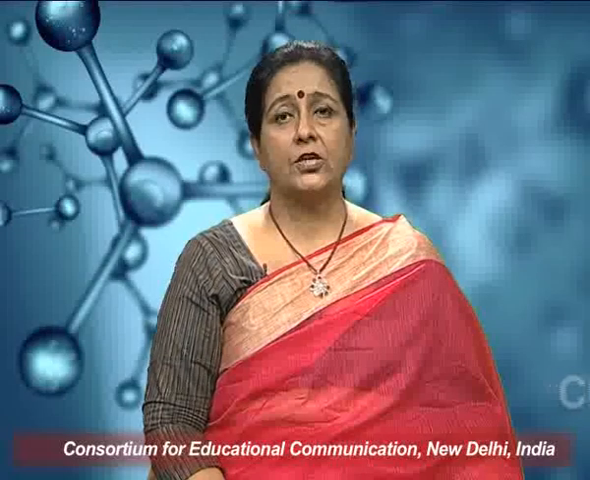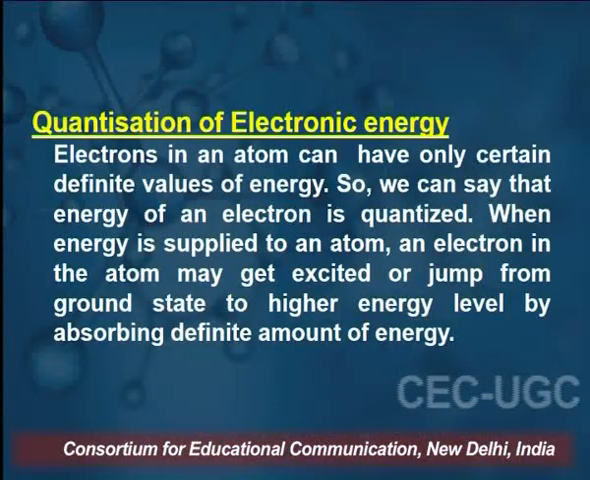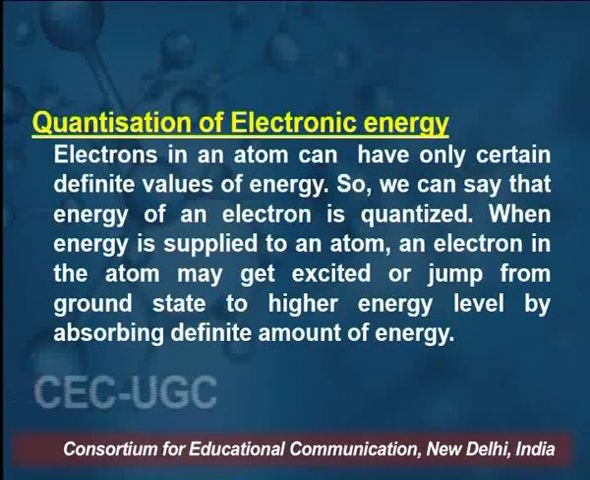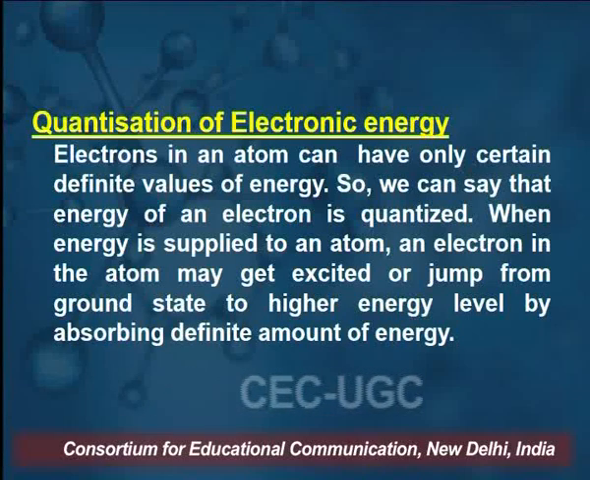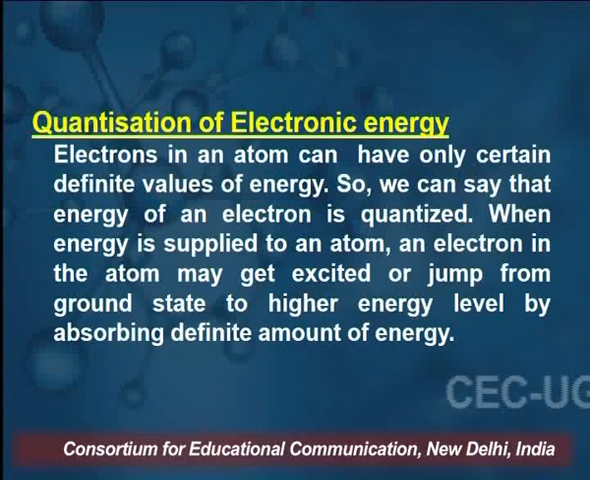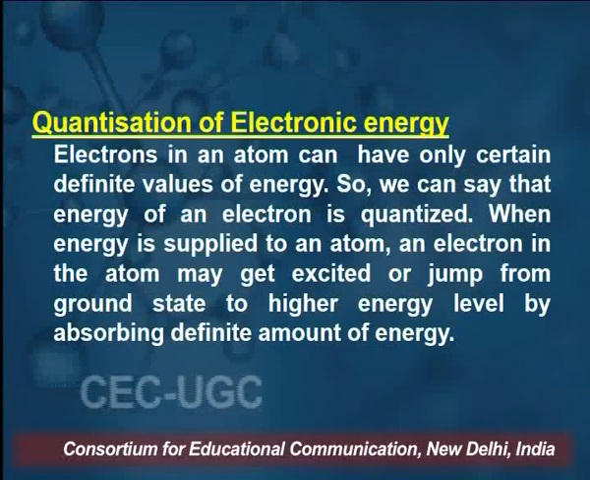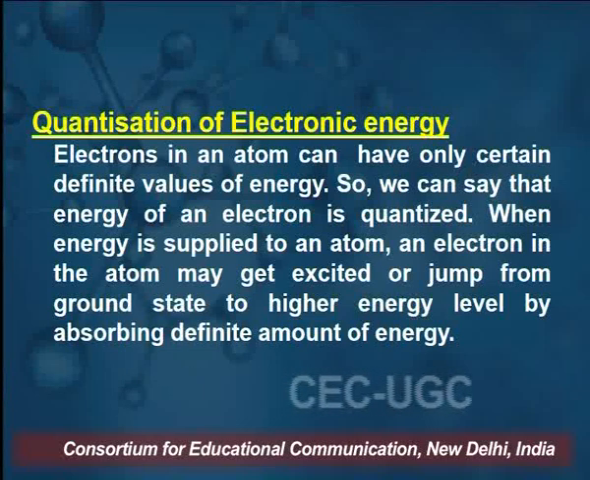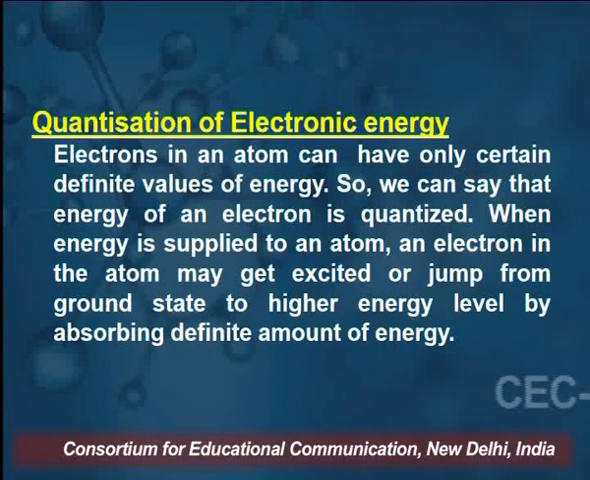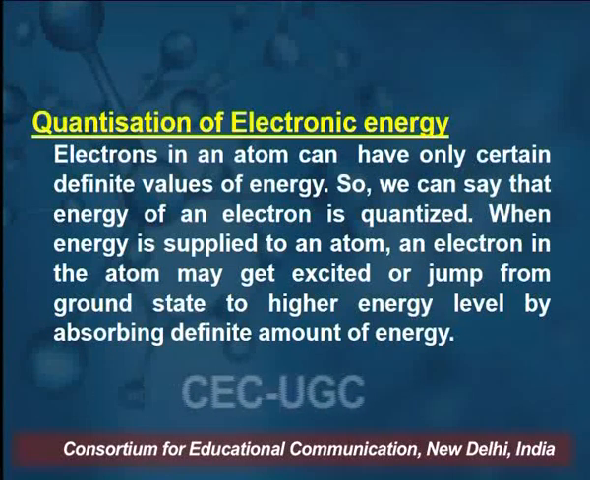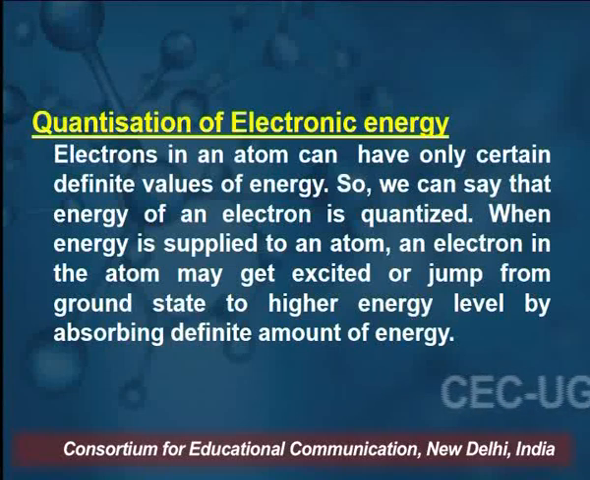Next point which Bohr model explained was the quantization of electronic energy. Electrons in an atom can have only certain definite values of energy, for which he gave the formula. So we say that the energy of an electron is quantized. When energy is supplied to an atom, an electron in the atom may get excited or jump from ground state to higher energy level by absorbing a definite amount of energy.